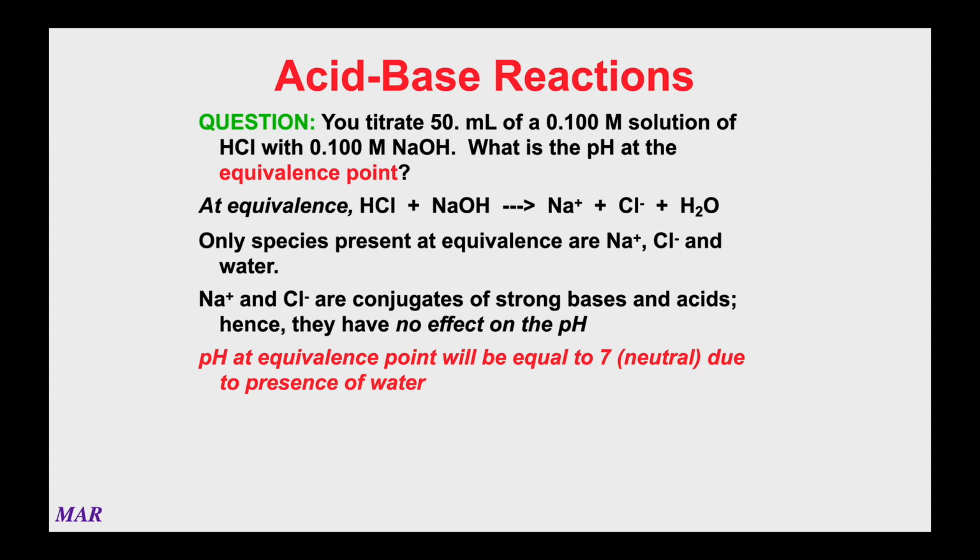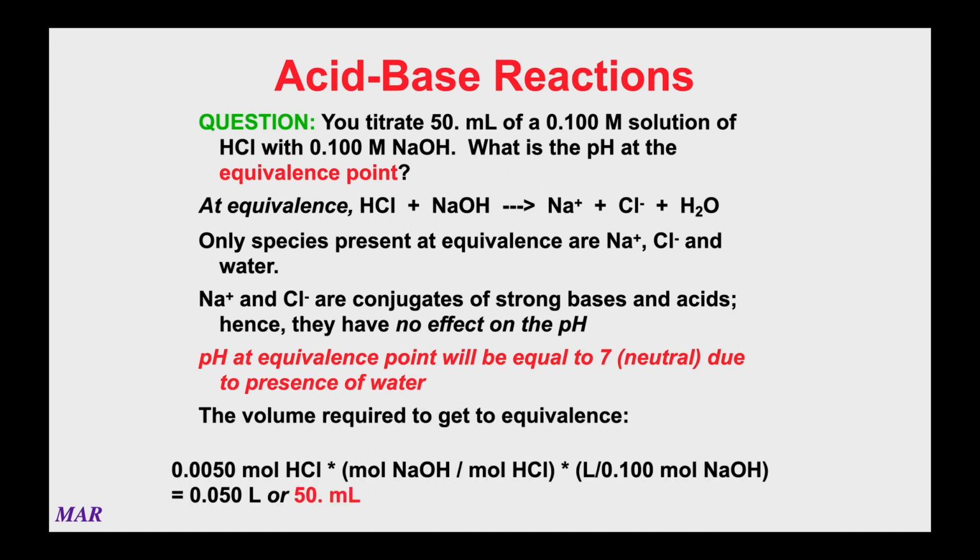Pure water has a pH of 7. So that's why we say that at equivalence point, you should have a pH pretty close to 7, all right? Because water is the only pH generating species, and water has a pH of 7. That's what you should have here too.